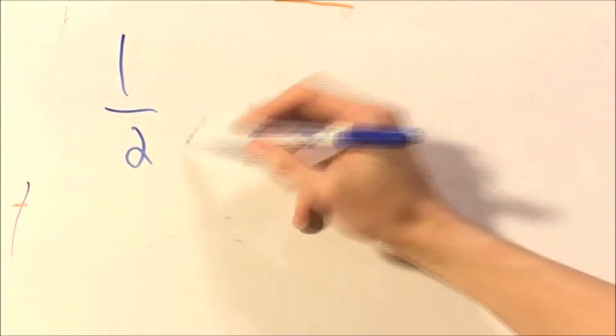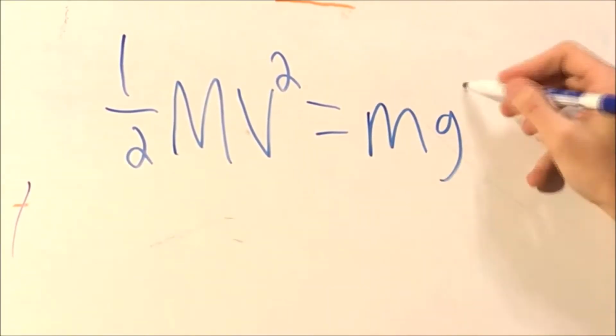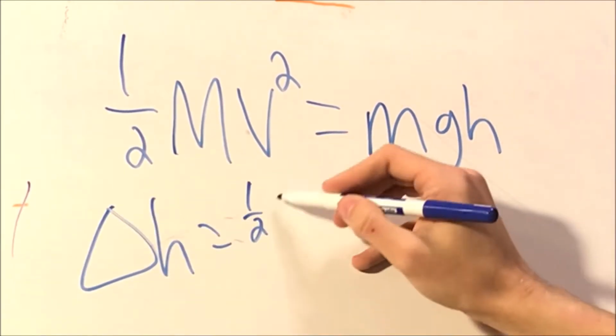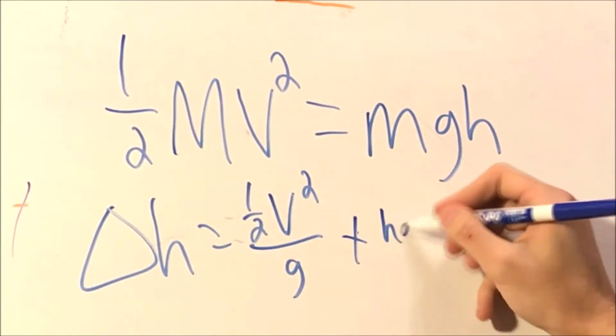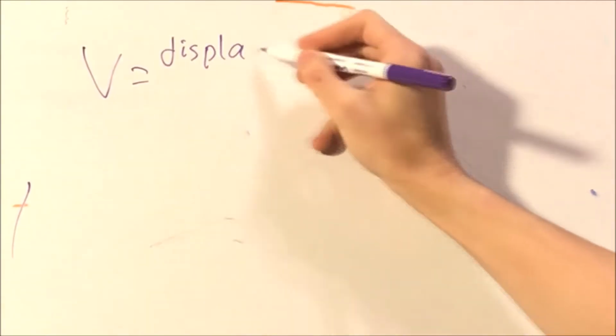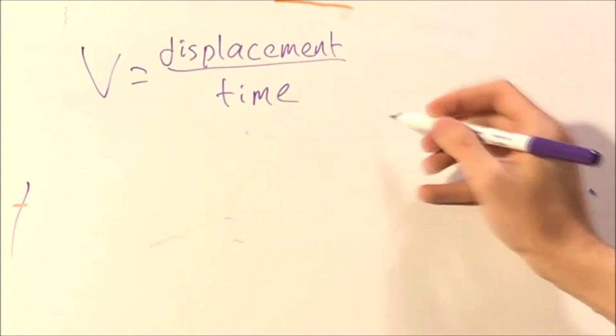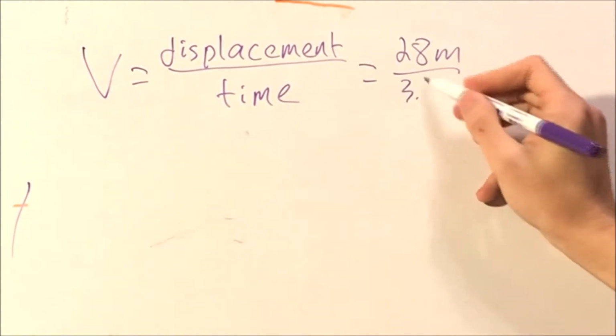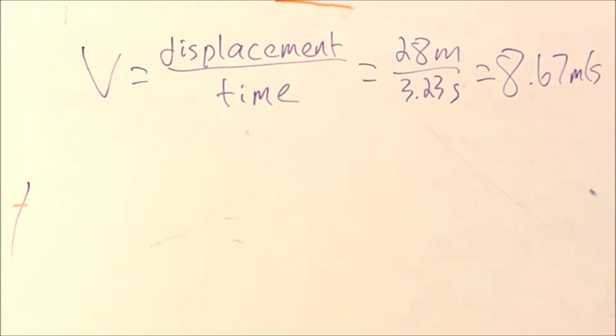To find the maximum height a person can jump, we first set the kinetic energy equal to the potential energy. We then rewrote the equation to find the maximum change in height for a pole vaulter going at their standard velocity while attempting a pole vault. For this, we used v equals displacement over time. We found 28 meters over 3.23 seconds for Colin, which equals 8.67 meters per second.